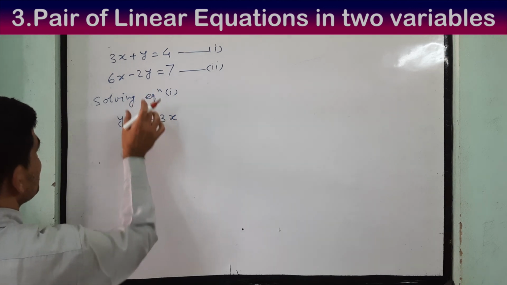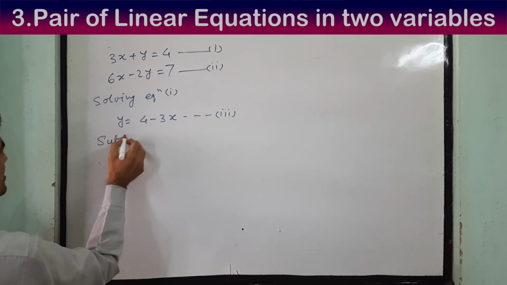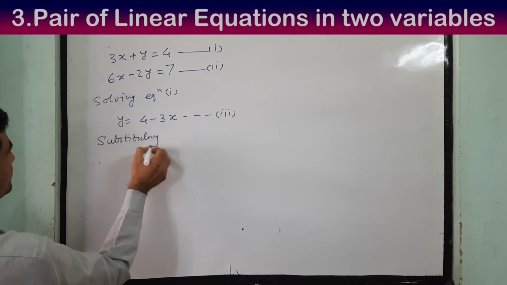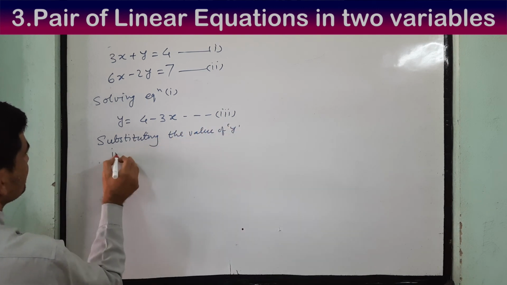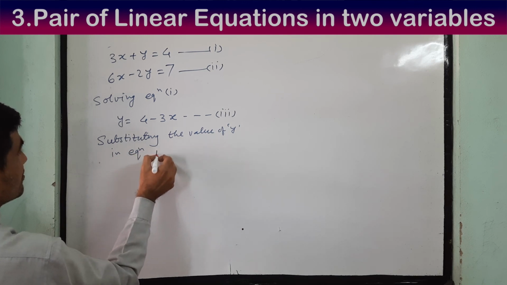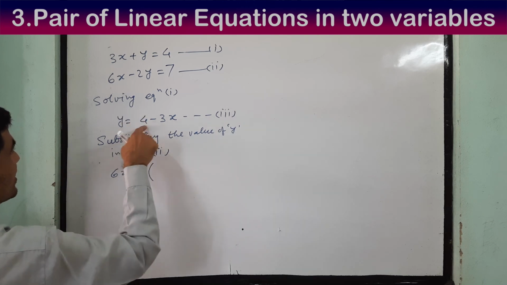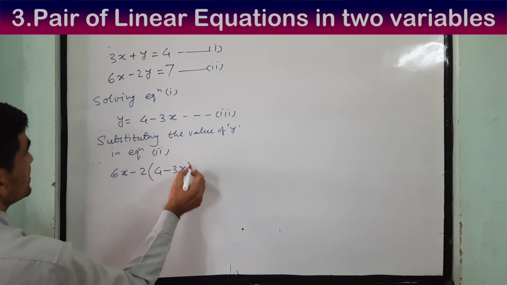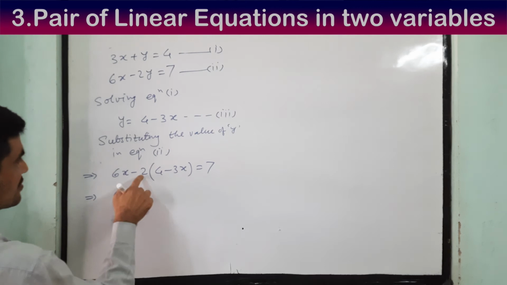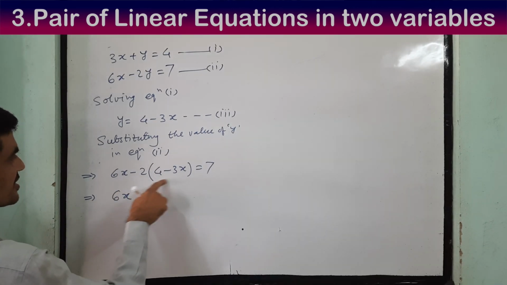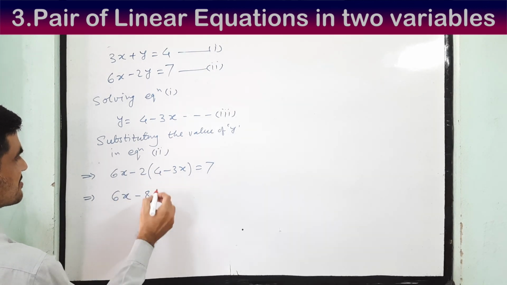Now we will substitute this value, say this is equation number 3. Substituting the value of y in equation number 2. 6x minus twice of y, and y we have 4 minus 3x is equal to 7. Just see 6x, when you open the bracket, there is a minus sign, so it will change the whole sign here. So this plus becomes minus and this minus becomes plus.